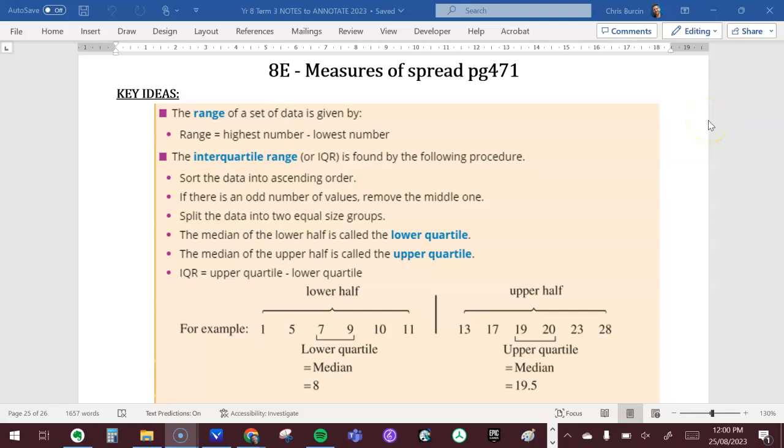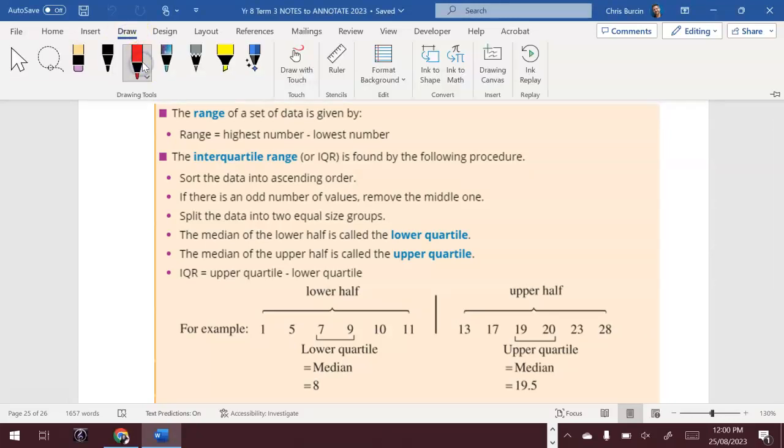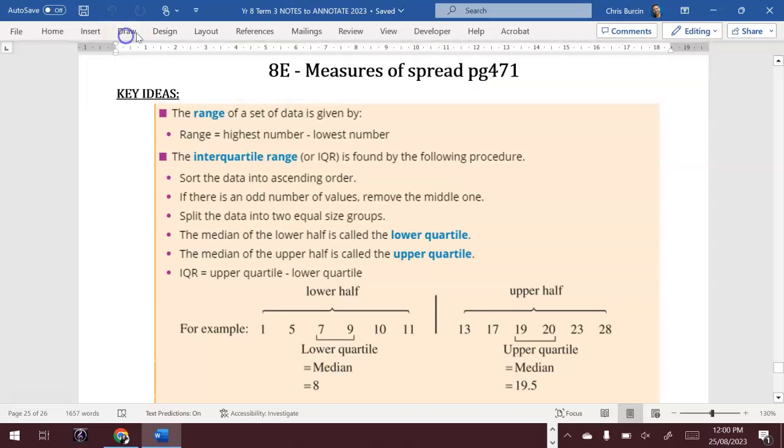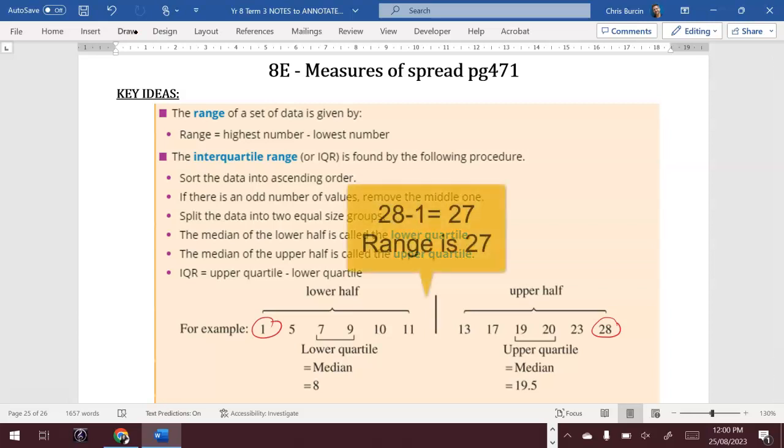Measures of spread. We already know what the range is. The range is the highest number minus the lowest number. That's it. That's easy. So the range here between this bit of data and this bit is what? What's the difference between 28 and 1? Yeah. So that one's pretty straightforward, but the interquartile range is different.